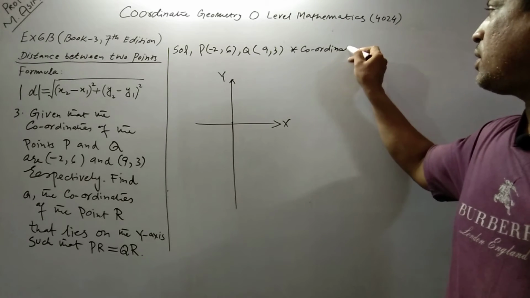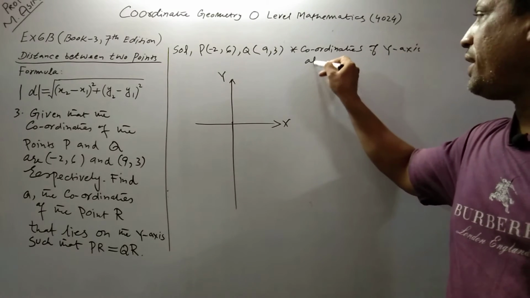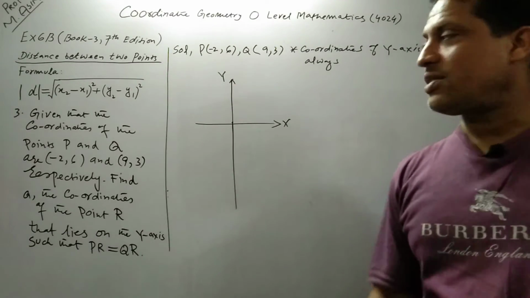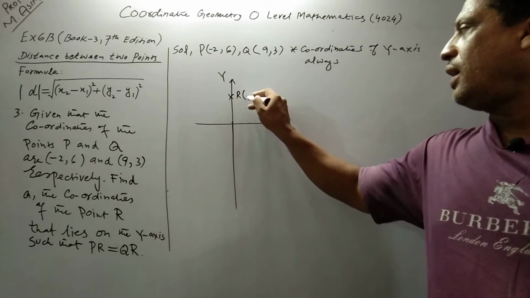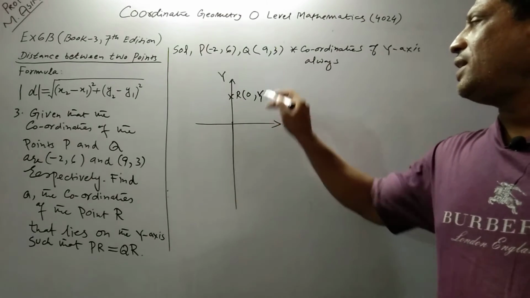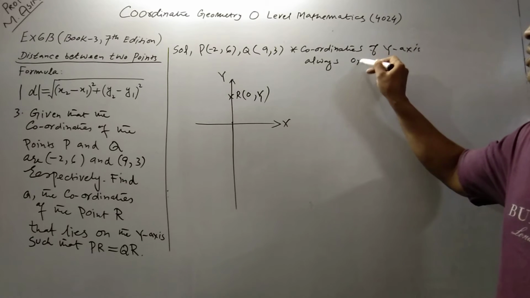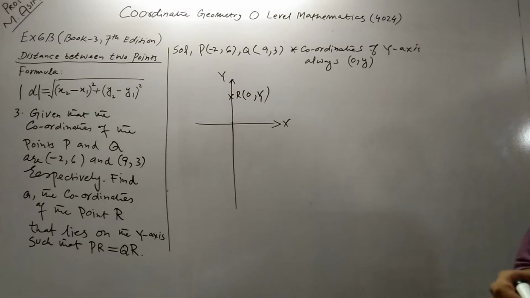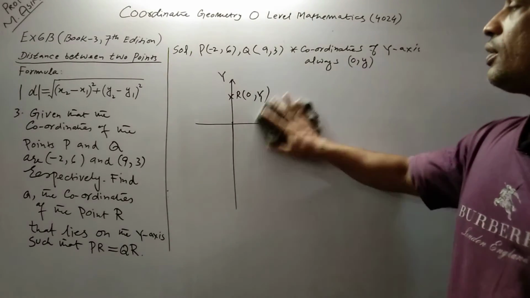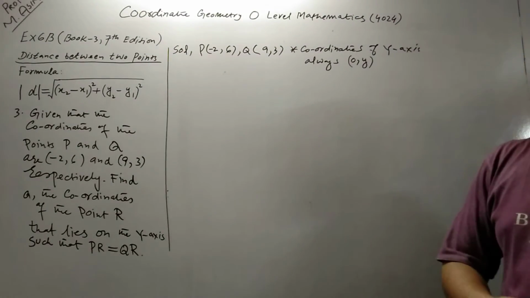I am writing over here coordinates of y-axis always, because on the y-axis the value of x is 0. So if this point is R, the value of x should be 0 and the value of y is y. So coordinates on the y-axis are always 0, y, because on the y-axis the value of x is always 0. This is the key point of part A. Now come to the part.